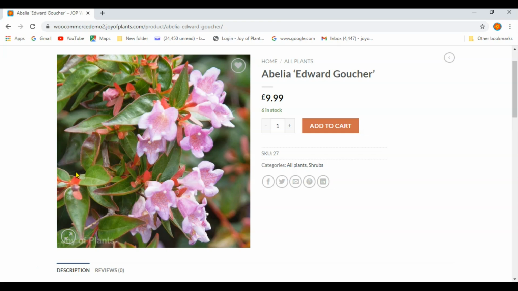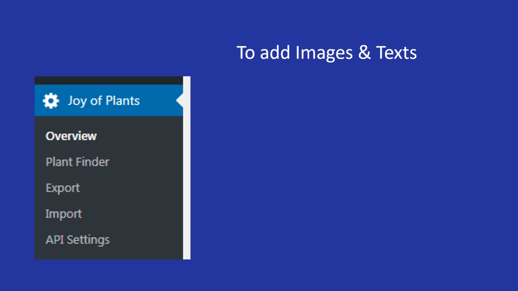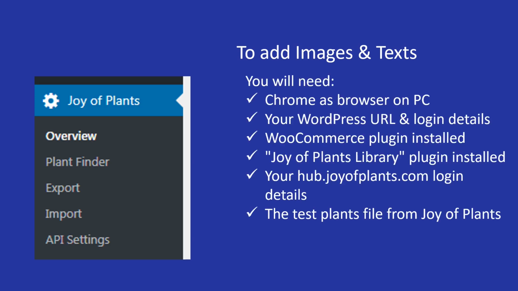To add images and texts, you will need Chrome as the browser on your PC, your WordPress admin URL and login details, your WooCommerce plugin installed in your WordPress admin site, the Joy of Plants library plugin installed in your WordPress admin site, your hub.joyofplants.com login details, the username and password, and the test plants file from Joy of Plants.